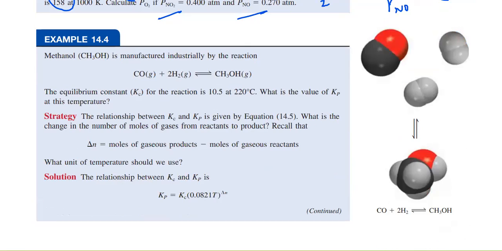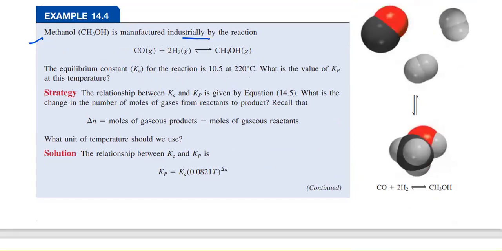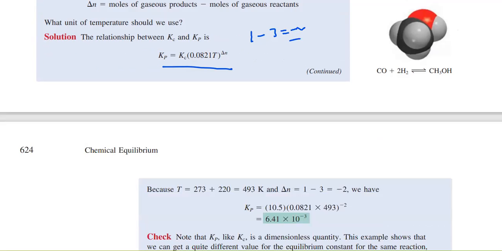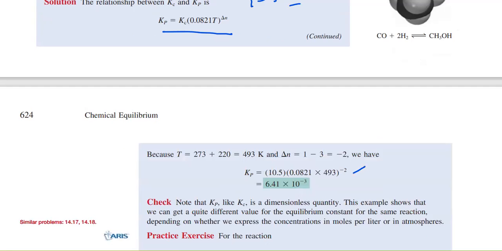Methanol is manufactured industrially by the reaction CO plus 2H2 gives CH3OH. The equilibrium constant Kc for the reaction is given as 10.5 at 220 degrees Celsius. What is the value of Kp at this temperature? The relationship between Kc and Kp is given: Kp is equal to Kc into (RT) power delta n, where R value is 0.0821. From this reaction, delta n value is 1 minus 3, that is minus 2. So that will be substituted, and the R value and temperature are already given. Kc value is 10.5. After substitution, you get 6.4 into 10 to the power of minus 3.